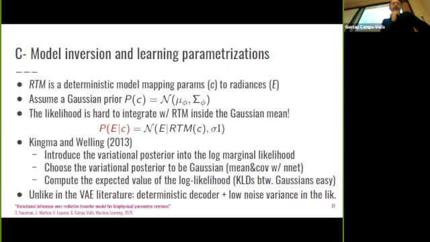It's a complicated conditional here. So we follow this standard work on variational inference by Kingma and Welling, and we basically introduce the variational posterior into the log marginal likelihood. We choose the variational posterior to be Gaussian again, and then the mean and the covariance were estimated with a neural network. And then it's really easy to compute the expected value of the log likelihood. The thing is that this is an unusual way of performing variational autoencoders, because we are actually enforcing a deterministic decoder, which is coming from the RTM, but at the same time, we have to play a bit with the noise variance in the likelihood, and we put it very low, just reflecting the fact that we are trusting the forward pass, right?